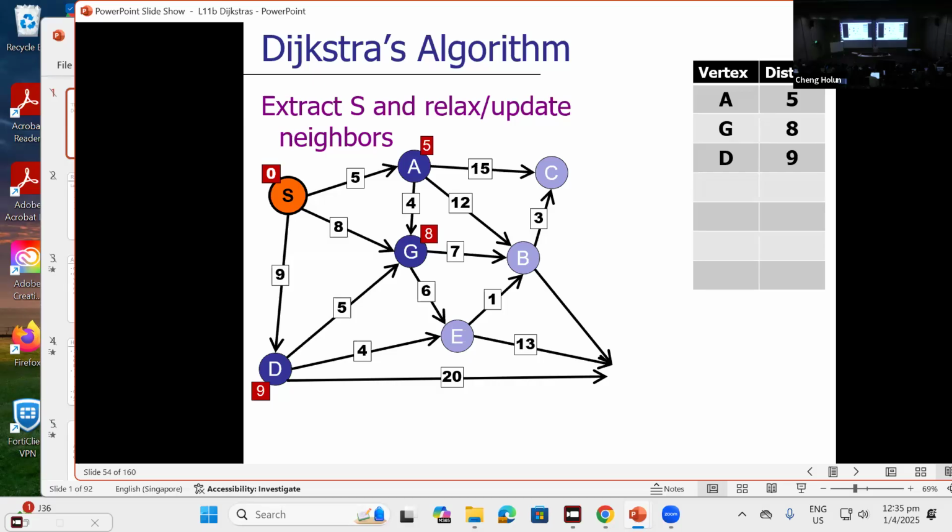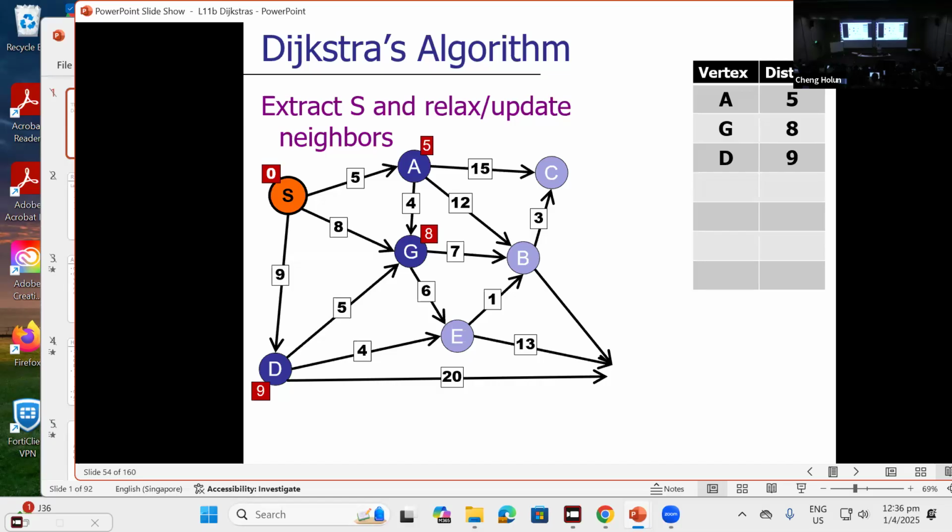That was what we did last week. Is it okay? I need to slow down or repeat because it's probably the hardest step. The following is just the same. Anyone want me to repeat? So now I relax A. A will have an estimated distance of 5, G 8, D 9, right?